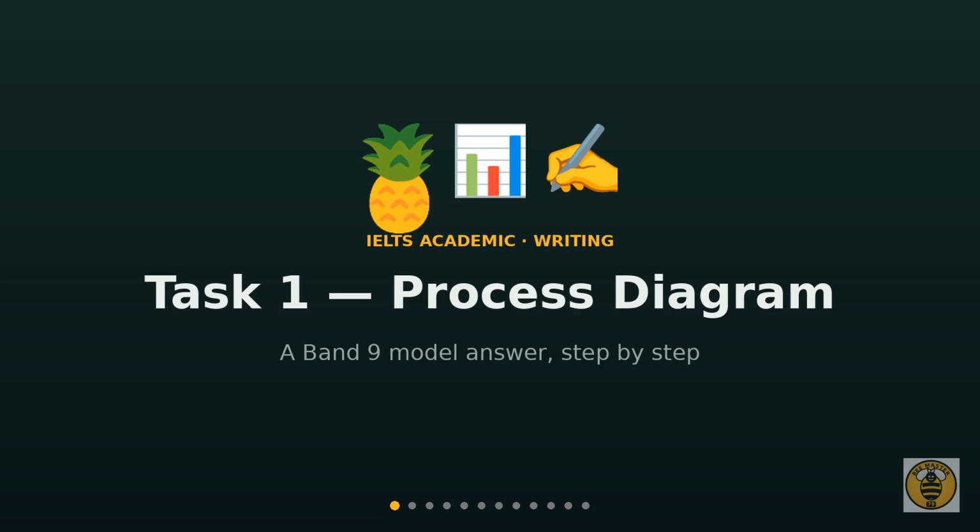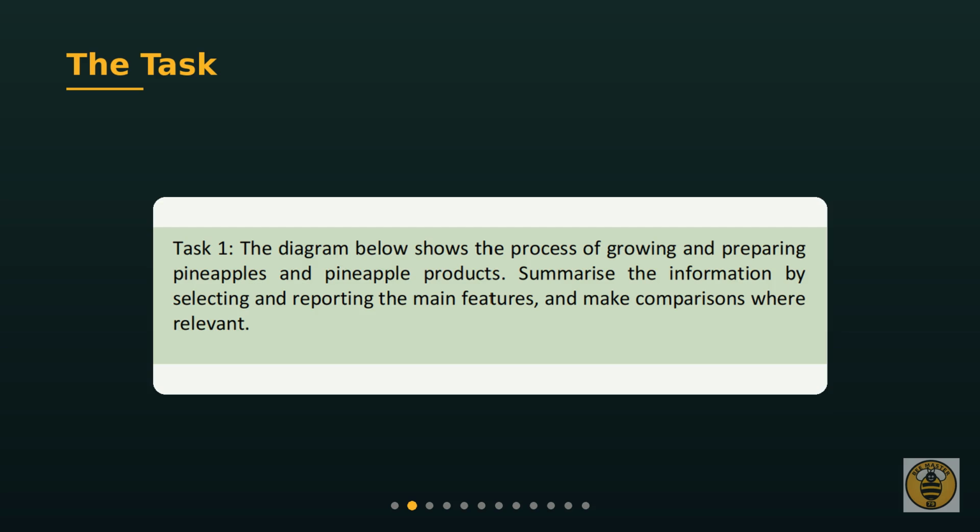Welcome. In this video we will tackle an IELTS academic writing task 1. It is a process diagram about pineapples, and together we will read the graphic, brainstorm it, and build a full band 9 model answer. Here is the question. The diagram below shows the process of growing and preparing pineapples and pineapple products. We must summarize the information by selecting and reporting the main features, and make comparisons where relevant.